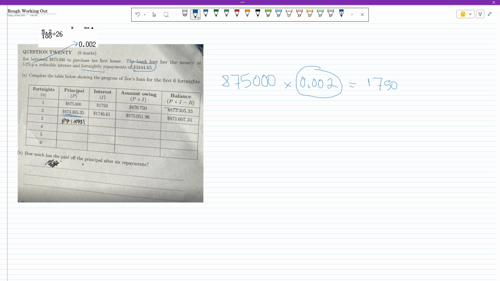I'll do two rows, and I'll leave the fifth and sixth for you to do as an exercise. Okay, so what is the interest? We're doing the third row, so the third fortnight. At the start of the third fortnight, we owe $871,607.31. We get charged an interest of 0.002, or 0.2% if you want to think of it that way, but let's do it.